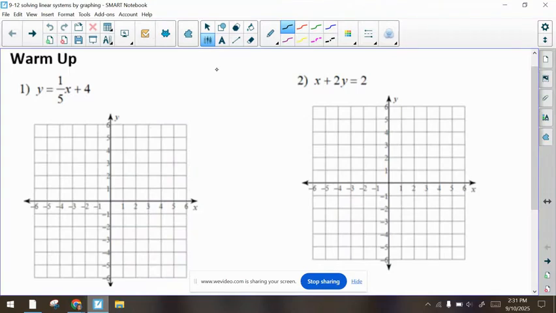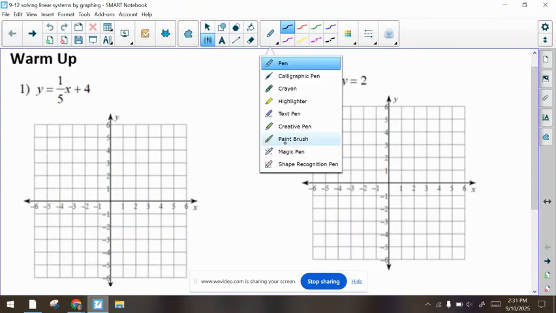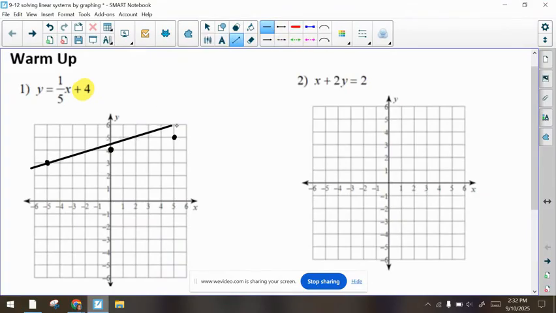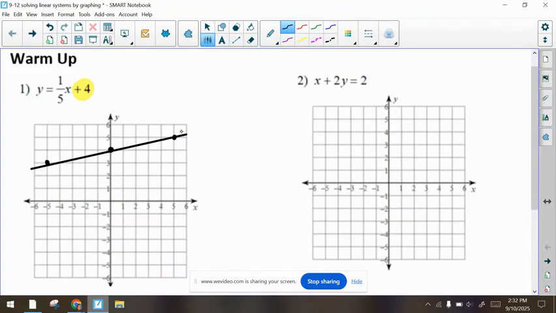So like I said, number 1 is already set up and ready for us to graph, where the y-intercept is going to be a +4. So that +4 is where I start my graph. My slope then is 1/5. So I'm going to go up 1 and right 5 and plot a point. And once I run out of room, I'm going to go down 1 and left 5 and plot a point. I'm going to connect those dots, throw some arrows onto the end, and I'm good to go.